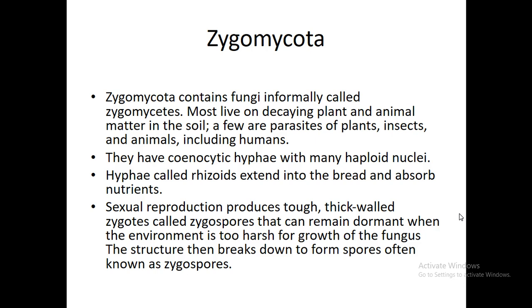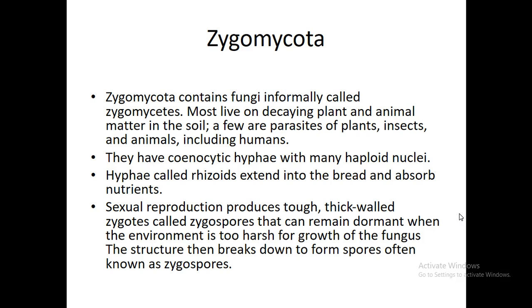They have coenocytic hypha, that is aseptic, which means there are no septa or segments between cells. The coenocytic hypha have many haploid nuclei. The hypha called rhizoids extend into the bread or any other new substrate and absorb nutrients from there.